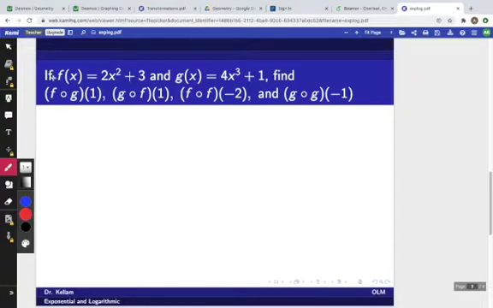And what we have here is function f given to us here, and function g given to us here. And we want to find f of g of 1, g of f of 1, f of g of negative 2, g of f of negative 1. Okay. So let's start off with f of g of 1. And what we need to do is take this 1 and plug it into g, and then we take whatever that answer was and plug it into f.